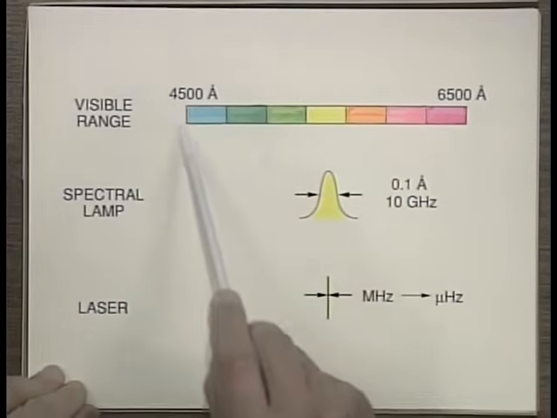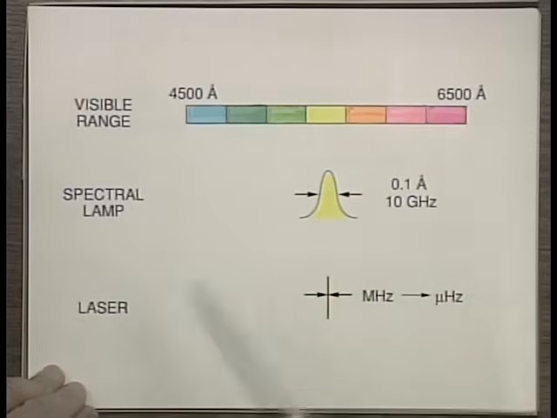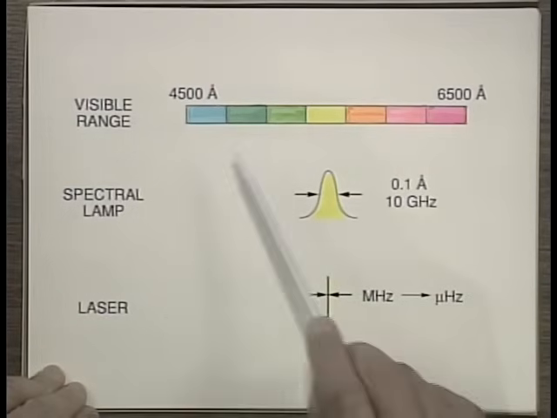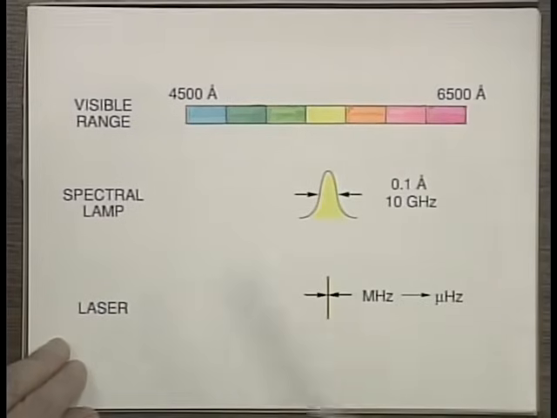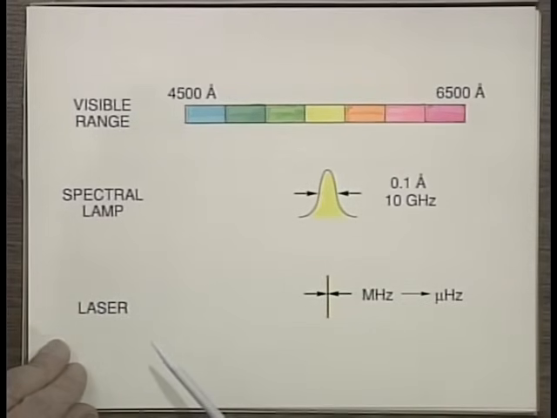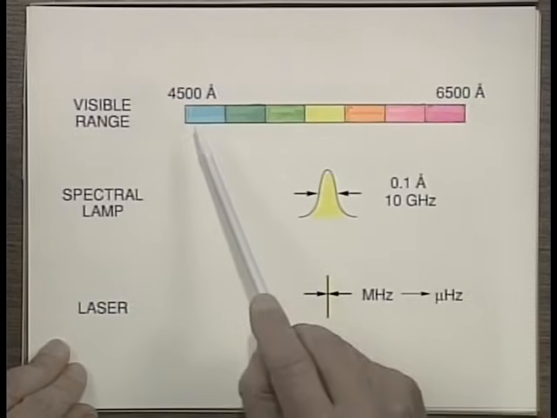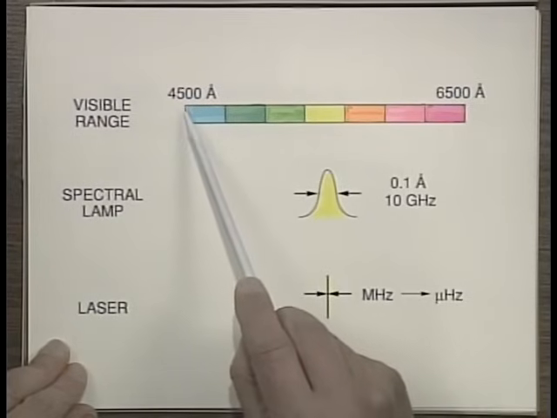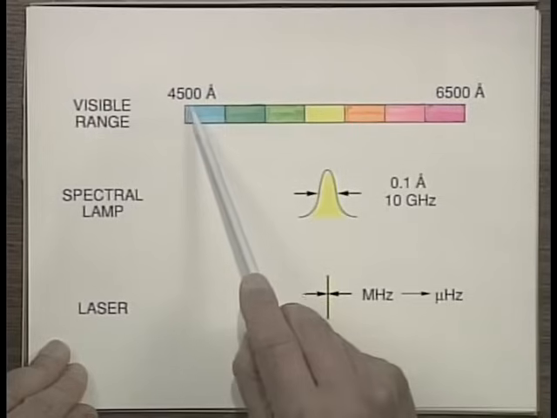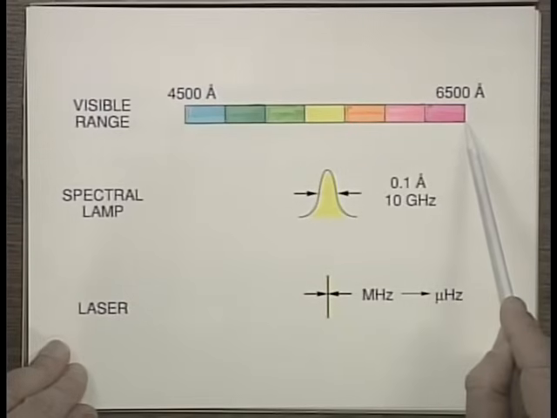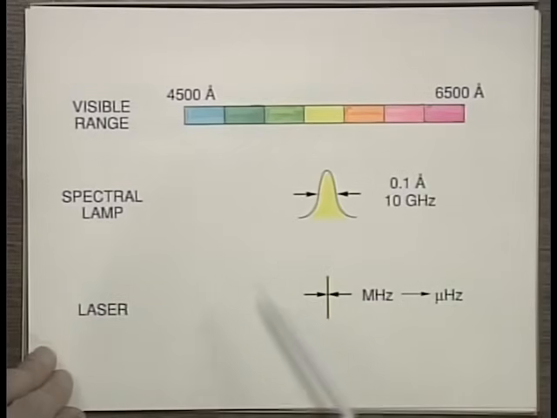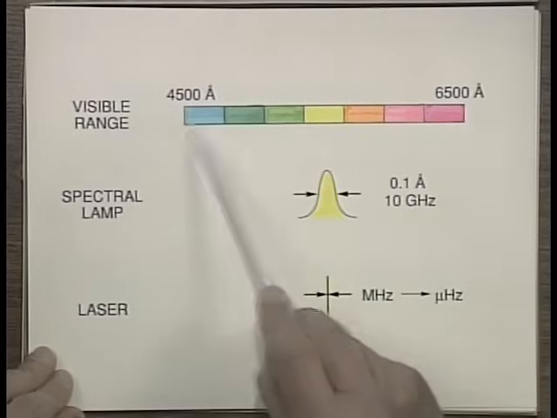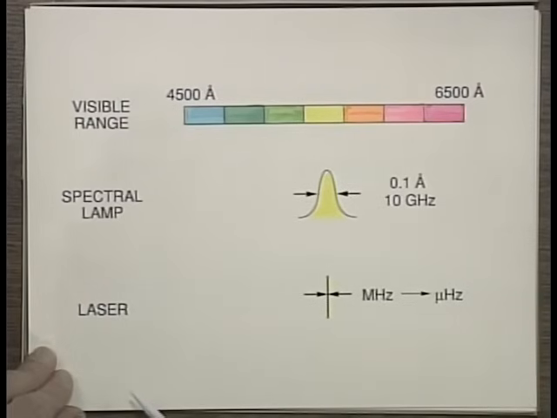Here what I have, and I hope you can see it, the colors of the spectrum. I did the coloring myself, and it's pretty close to the spectrum with whatever colors I had. Now, the visible range, as we all know, extends from about 4,500 angstroms to about 6,500 angstroms in the red, which is about 2,000 angstroms or so. And that's essentially the visible range.